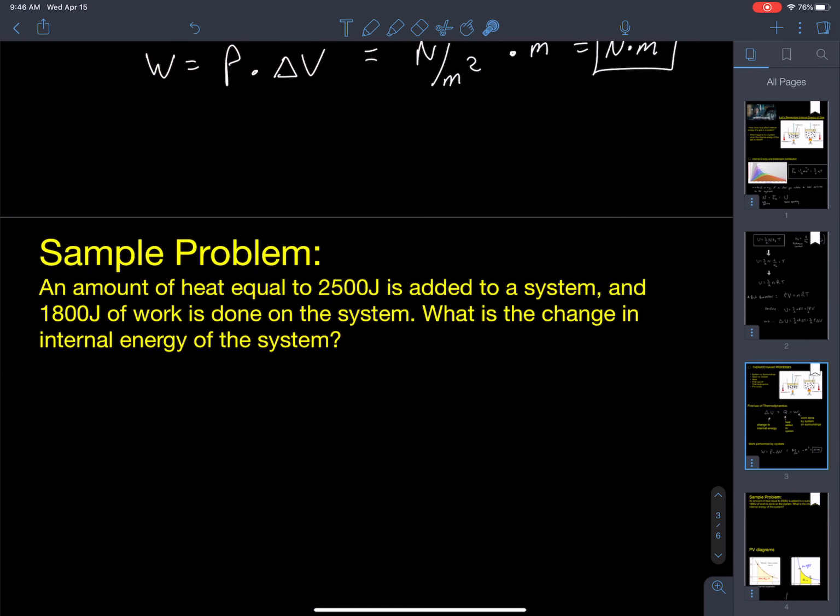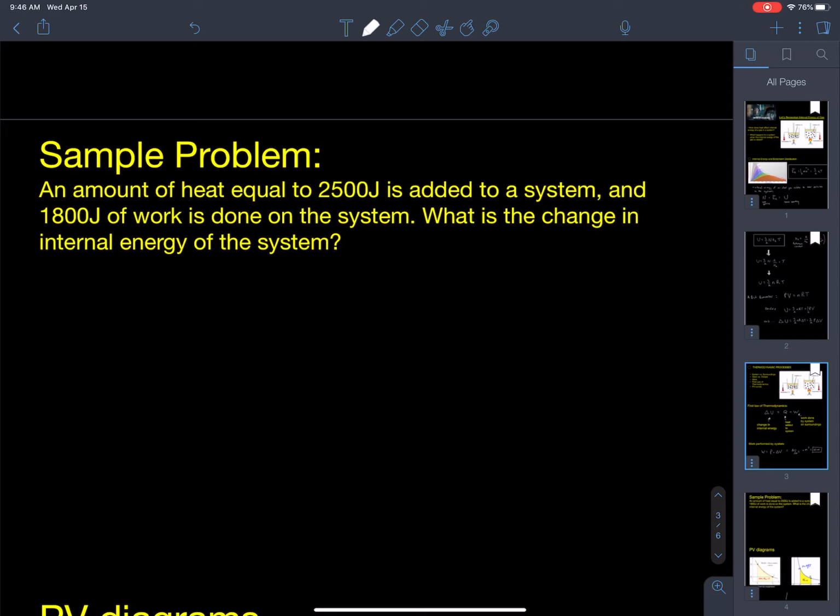Okay, so let's take a look at a sample problem. Okay, an amount of heat equal to 2,500 joules is added to a system, and 1,800 joules of work is done on the system. What is the change in internal energy of the system? Okay, so the formula is delta U is equal to Q, or delta Q minus delta W. Okay, and what does this look like?